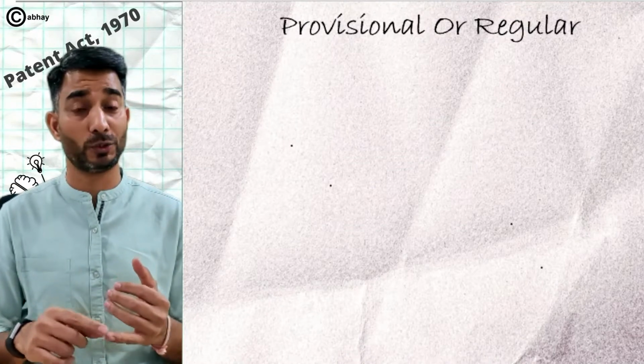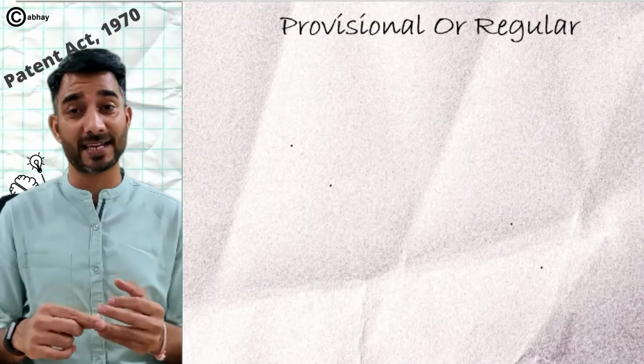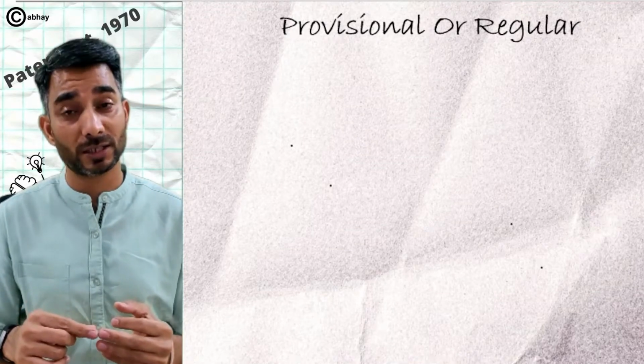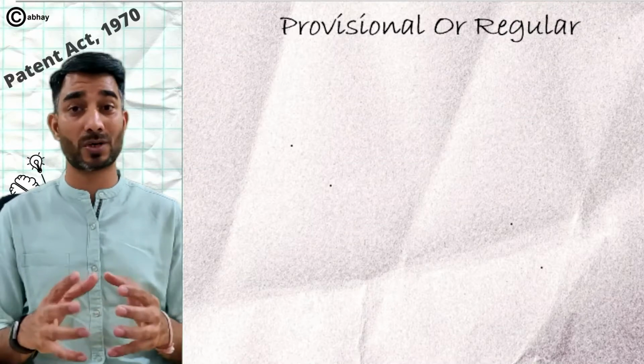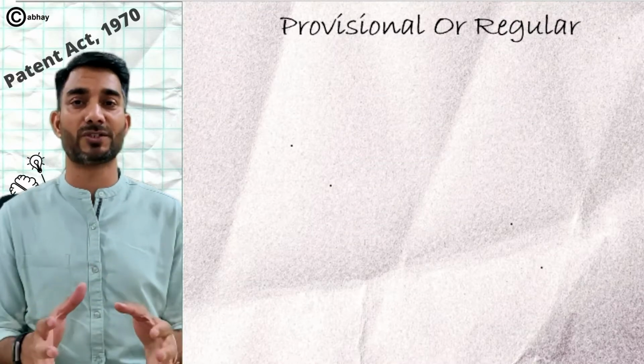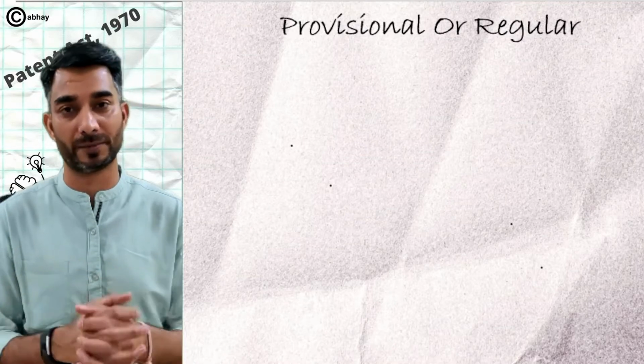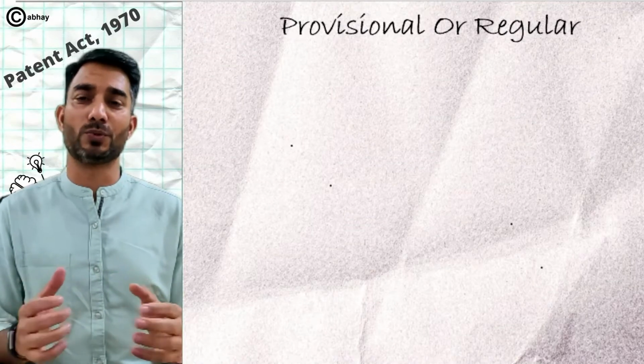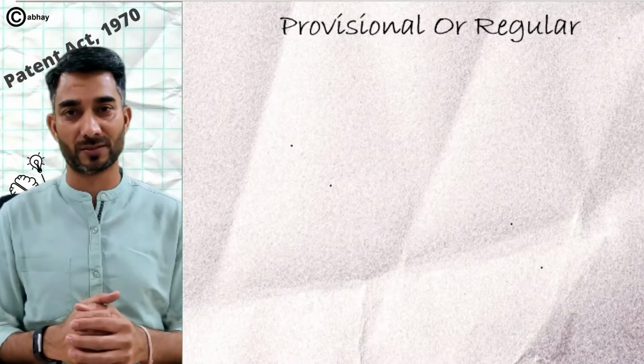So first, you lost a chance to get a patent. Second, you have a problem at the market end also, where you can't practice your invention because somebody already has a patent over it. So what do we need to do to avoid such situations?